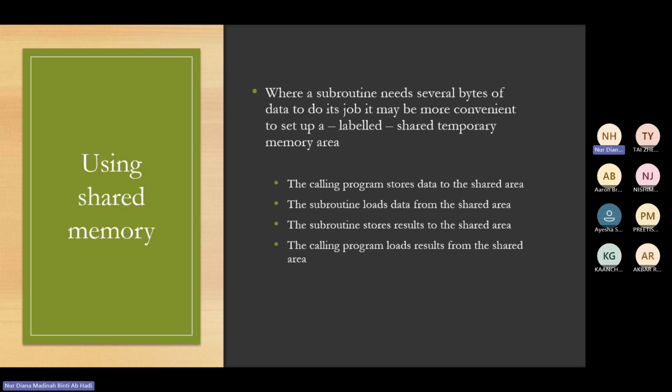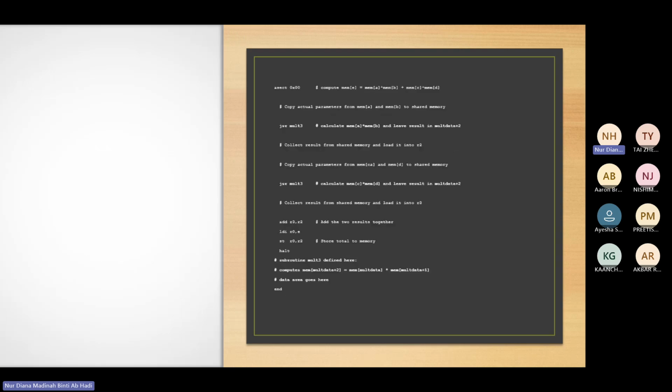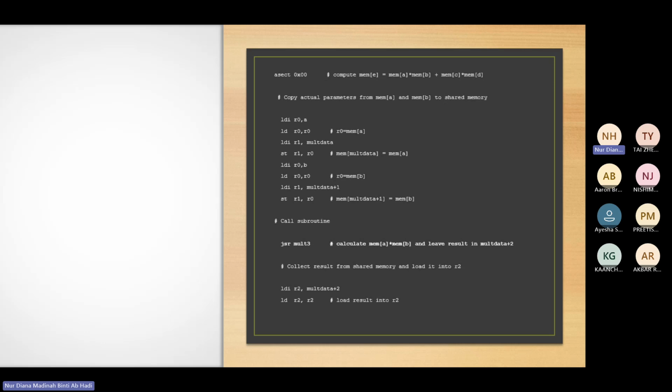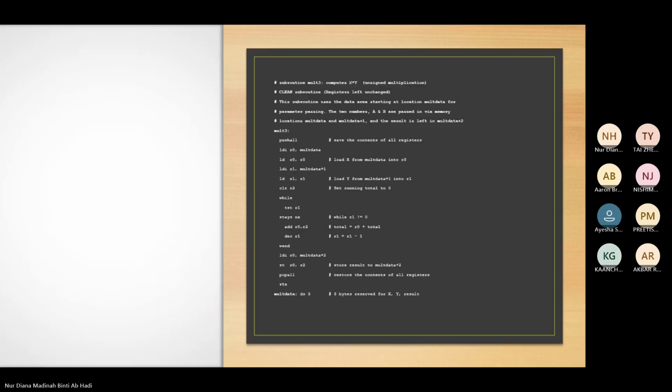So far, do you have any questions for this one? Okay, no. So let's proceed. This is the example of your algorithm using multiply version 2. This will be the code, continuation of your code. This one will be the algorithm, and this one would be your codes.